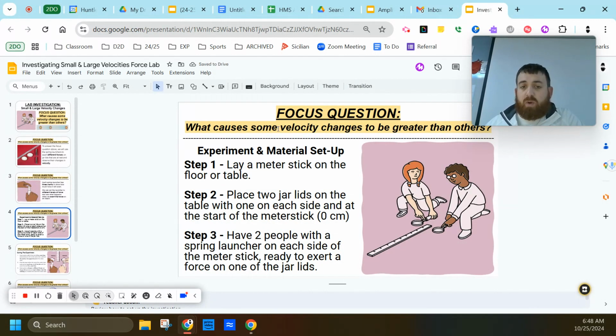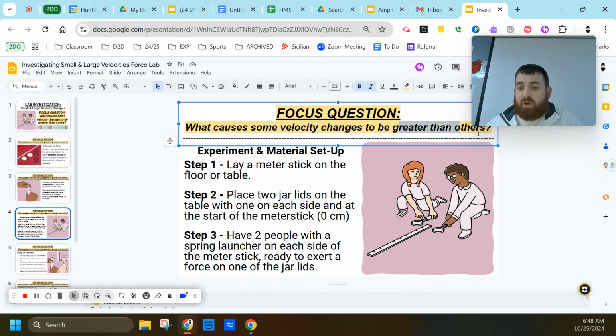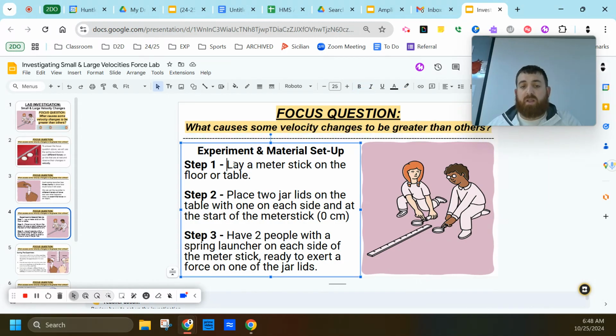As we're looking to explore these velocity changes and why some are greater than others, we're going to start by laying a meter stick on the floor, or in our case, on the table, as you see here. We're going to place two jar lids on the table, one on each side of the meter stick. So you'll notice this girl has it on this side, this guy has it on that side. We're going to have two people with the spring launchers on each side of the meter stick ready to hit the jar lids. So you'll notice she's got a spring launcher ready to hit, and so does he.